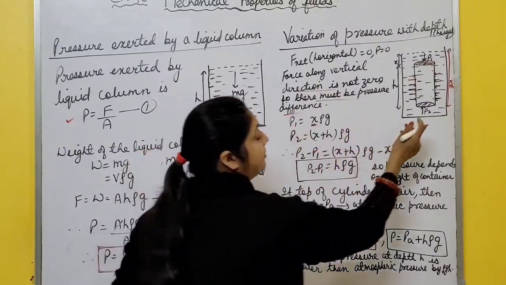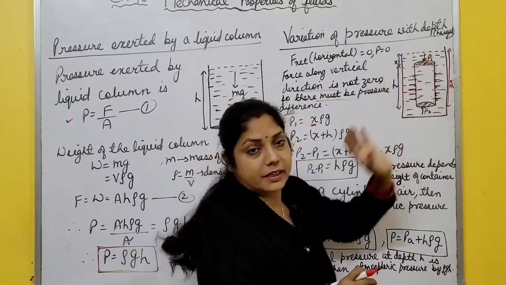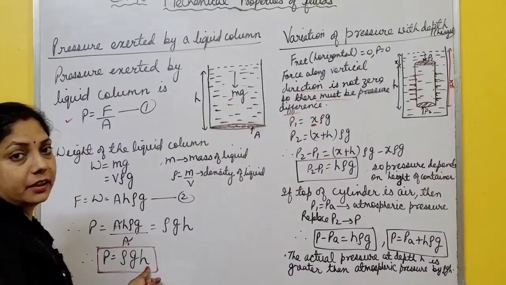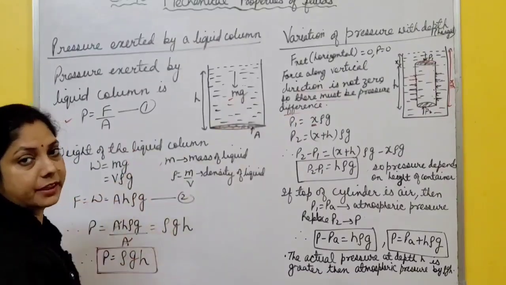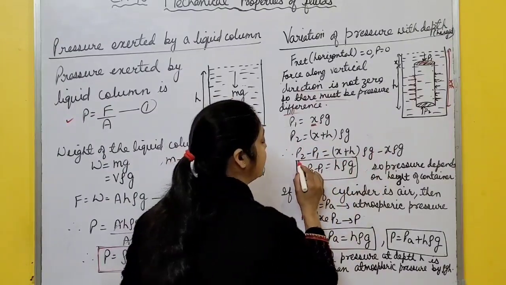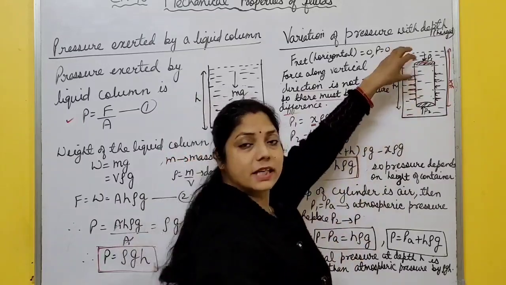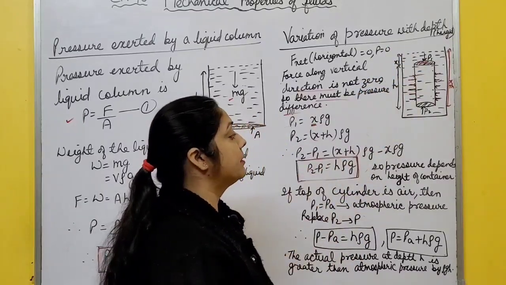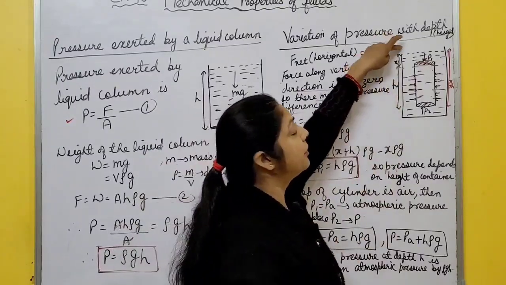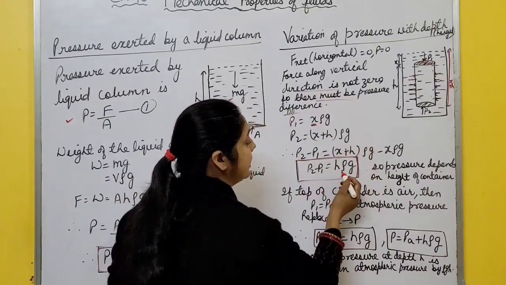Now this P2 is at a greater depth than P1, so P2 must be greater than P1, because pressure is rho gh, which depends upon the height. The greater the height from the free surface, the greater the pressure exerted at that point. So P2 minus P1 becomes h rho g. Here you find that when you place any object inside the liquid, the pressure difference only depends upon the height h of the container, and here the pressure difference is h rho g.